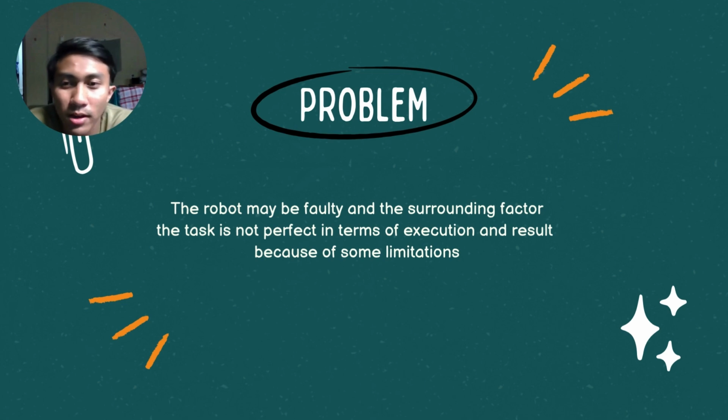Back at it again. Like I've said, in task one, task two, and also task three, some problems arise. The robot may be faulty because of surrounding factors, and the task is not so-called perfect in terms of execution. Also, the results are affected because of those limitations.